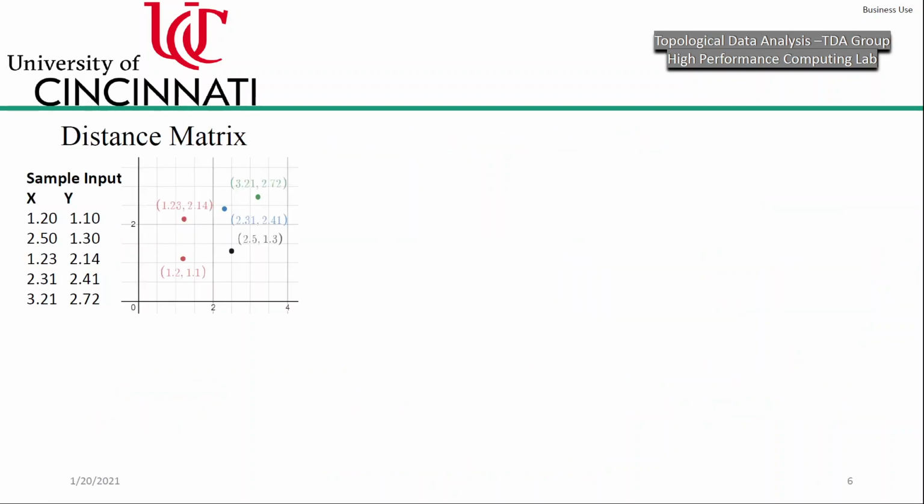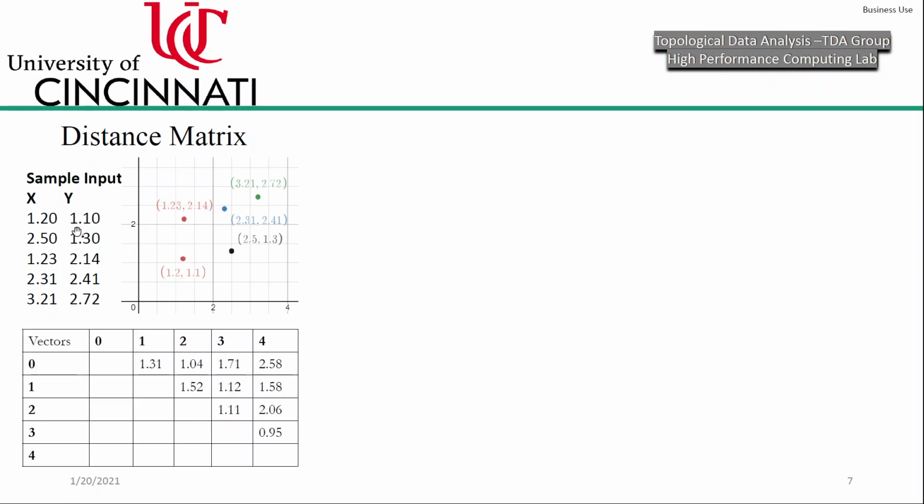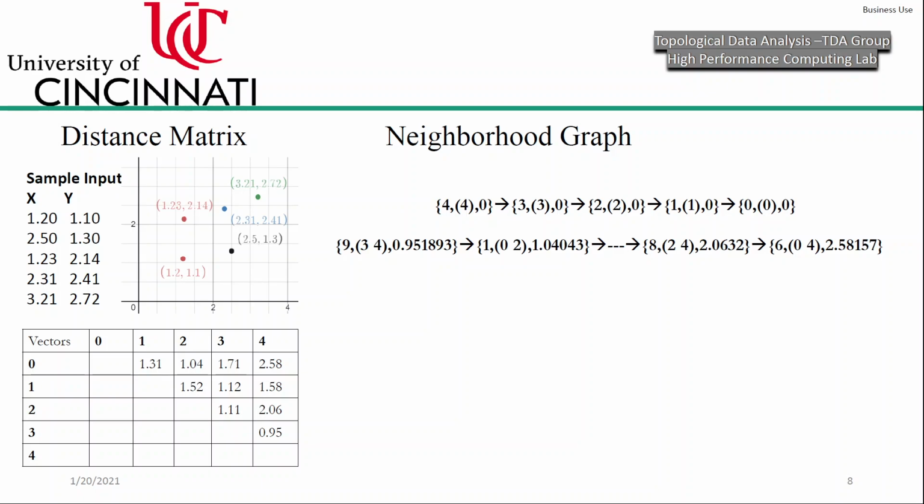Yeah. So for the distance matrix pipeline, we have a sample input which stores the coordinates of the point cloud. It could be in any dimensions. Right now I'm talking about 2D, but it could be in any dimensions. And then this is how they look in the space. From this point cloud, first of all, we calculate the distance matrix. For every pair of points, we find the distance. This is just a normal Euclidean distance we are using.